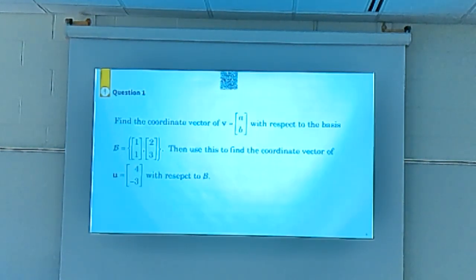Right, so instead of a 2-vector, A, B, and the basis (1, 1), (2, 3), we'll use this to find the coordinate vector for (4, -3). I guess the first thing we should do is actually verify that that is a basis. Let's actually do that.